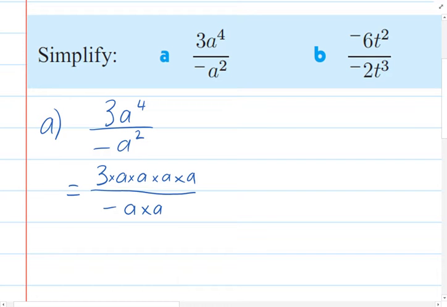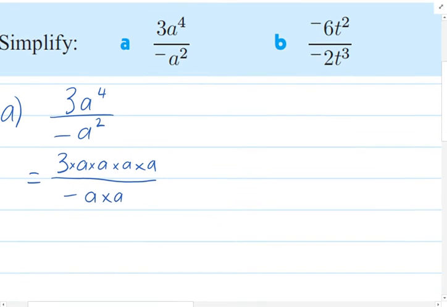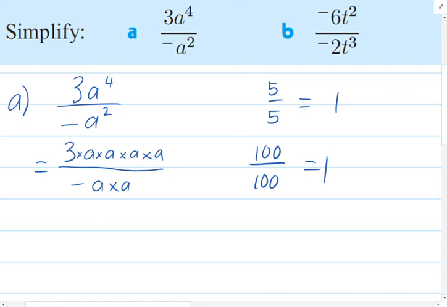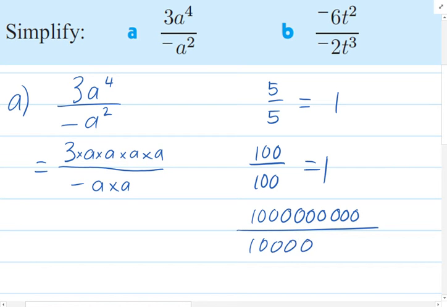And so what we need to think about here is what happens when we've got a's being divided by a's. So we need to think a little bit in terms of numbers here. For instance, what would happen if you had 5 divided by 5? What would that equal? Well, most of you should know by now that 5 divided by 5 is 1. In fact, 100 divided by 100, that is also 1. And a billion divided by a billion, I don't know why I'm doing such a massive example, but a billion divided by a billion is also 1.